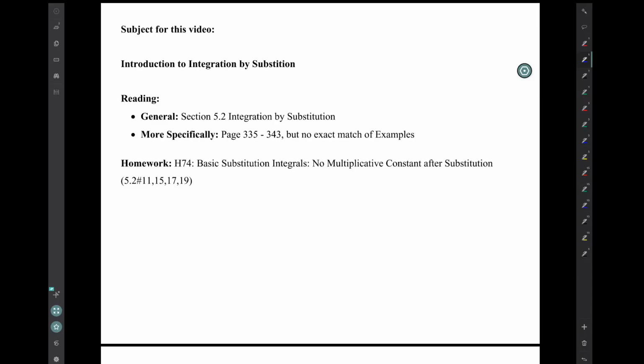This material is from section 5.2 of the book. More specifically, a lot of pages, but no exact match of examples for what we're doing in this video. The corresponding homework is this collection of 4 exercises from section 5.2.